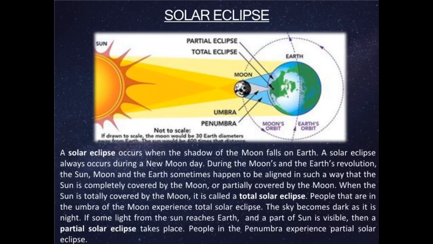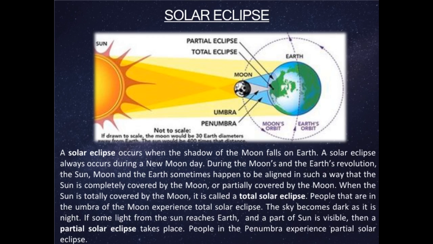A solar eclipse occurs when the shadow of the moon falls on Earth. A solar eclipse always occurs during a new moon day. During the moon's and the Earth's revolution, the sun, moon and the Earth sometimes happen to be aligned in such a way that the sun is completely covered by the moon, or partially covered by the moon. When the sun is totally covered by the moon, it is called a total solar eclipse.